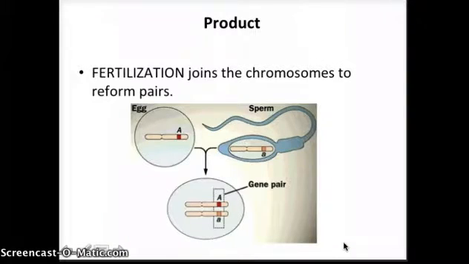For the product, fertilization joins the chromosomes to reform those pairs of chromosomes. So we'll see the egg has one set of chromosomes, the sperm has the other. They then form these genetic pairs.